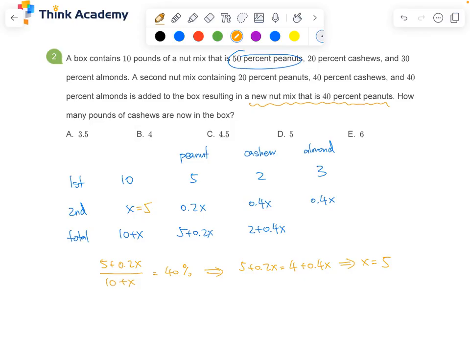And then I can see the peanut of the second box would be 1. The cashew of the second box would be 2. Okay, so how many pounds of cashew are now in the box? Well, I can see that this would just be 4, which is the final answer.